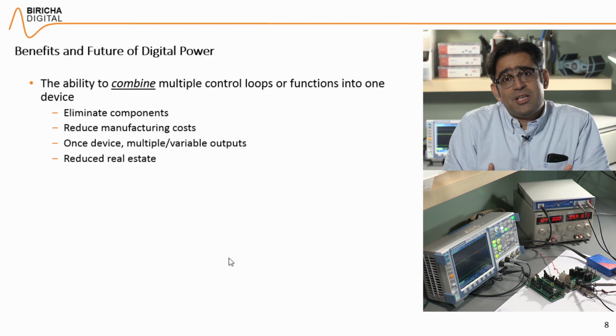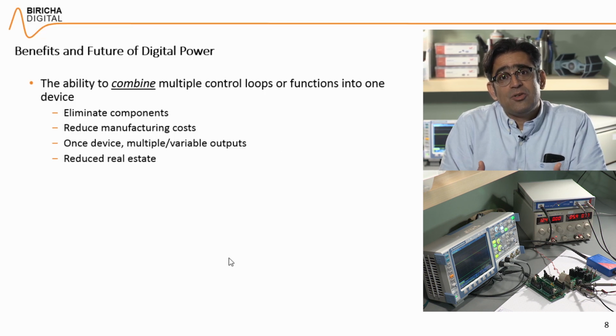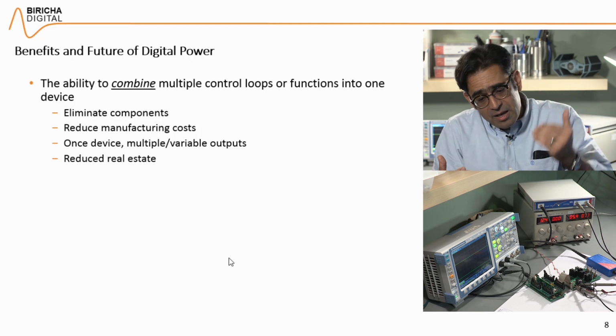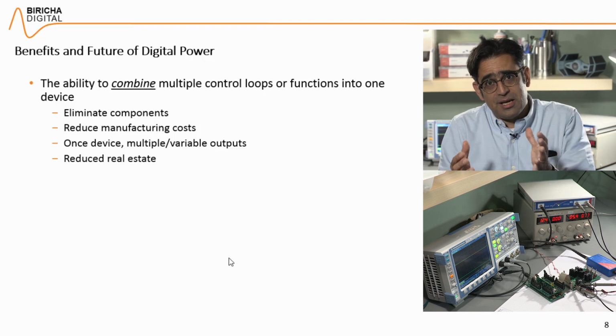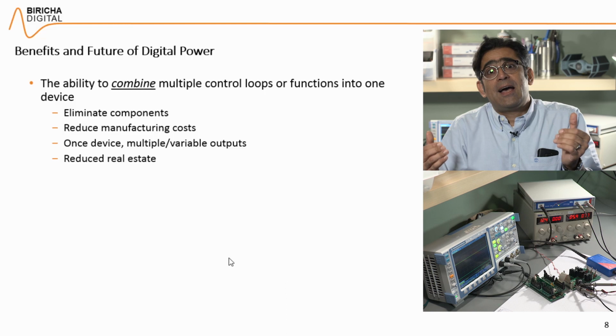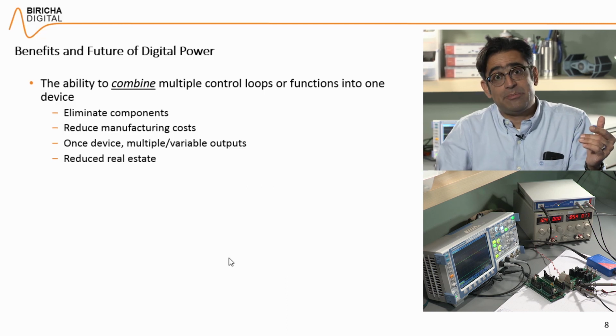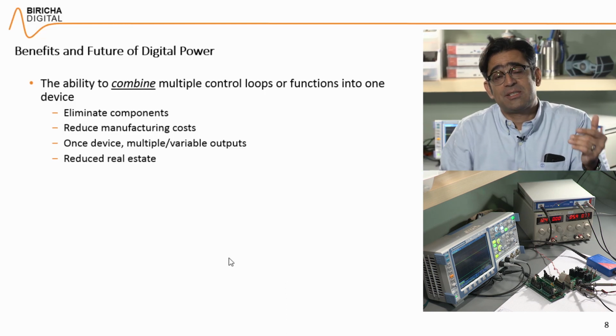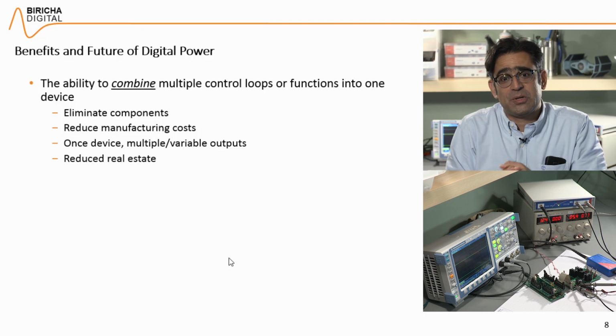Because you can change the control loop performance, for varying input voltages you can change the parameters within the software and get a variable output whilst still maintaining the loop performance constant. And that is very difficult, if not impossible, to do in analog.